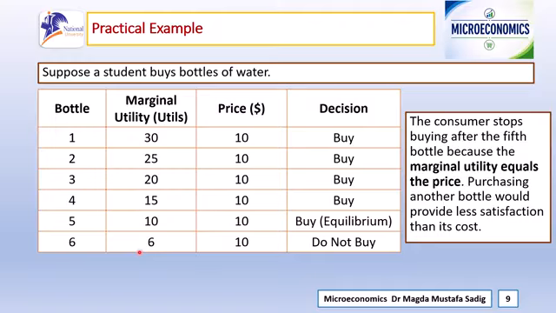This is the equilibrium point. Purchasing a sixth bottle would provide less satisfaction than its cost. Therefore, a rational consumer decides not to buy it. This example demonstrates how economic theory can explain ordinary decisions that we make every day.